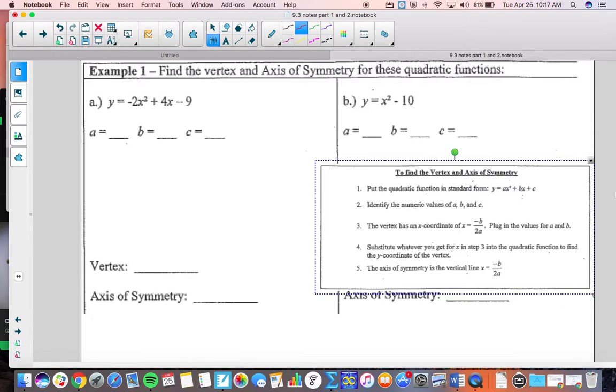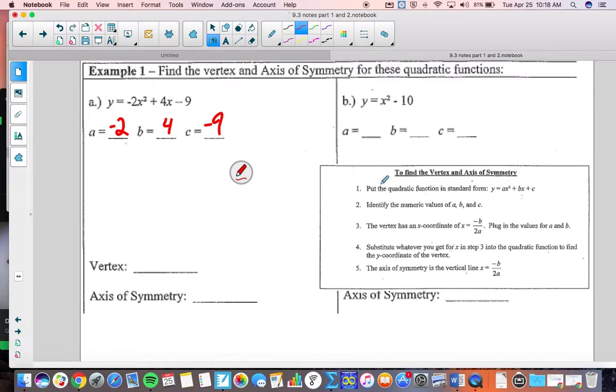So here we have -2, 4, -9 as our a, b, and c values. Well, I kind of got excited about this. Our goal here is to find the vertex and axis of symmetry for these quadratic functions.